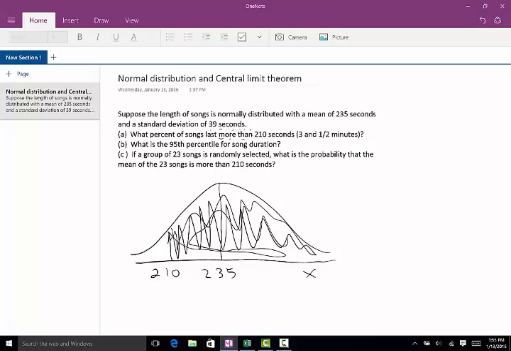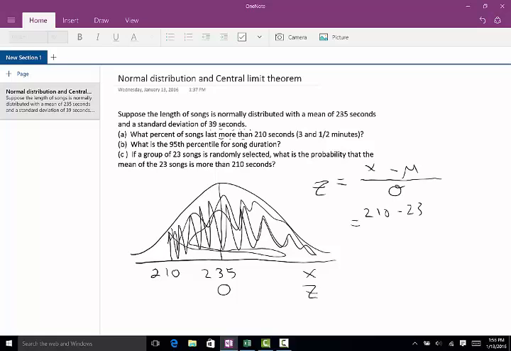Next step is to convert this to a z-score. On the z-score scale, 0 is in the middle. It's just like using a different ruler, where everyone uses the same ruler for their normal distribution. 0 goes in the middle, and we need to find the z-score for an x of 210. The most important formula in this course is this: z is x minus the mean over the standard deviation.